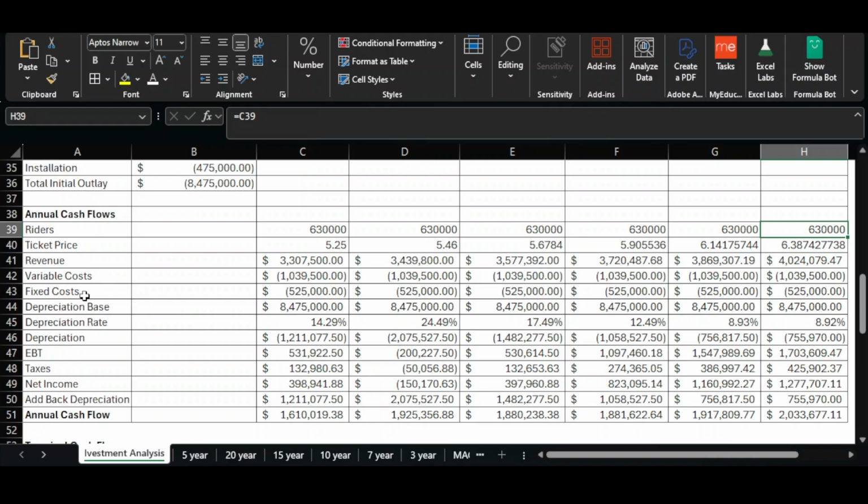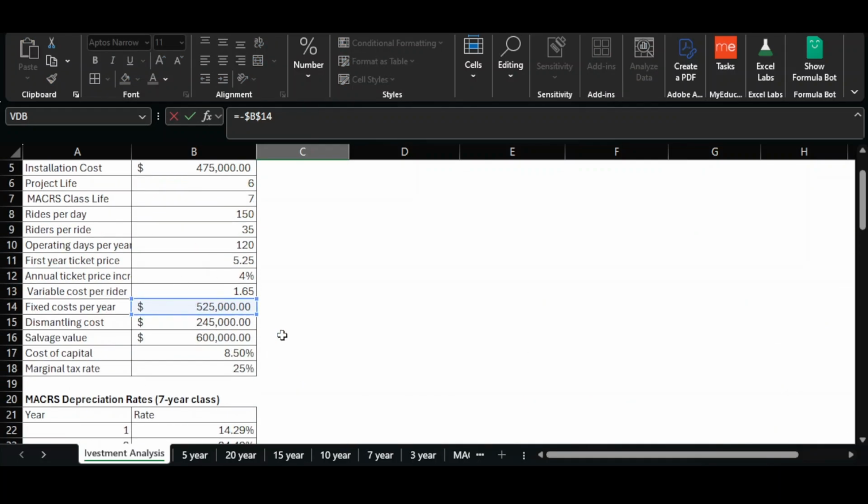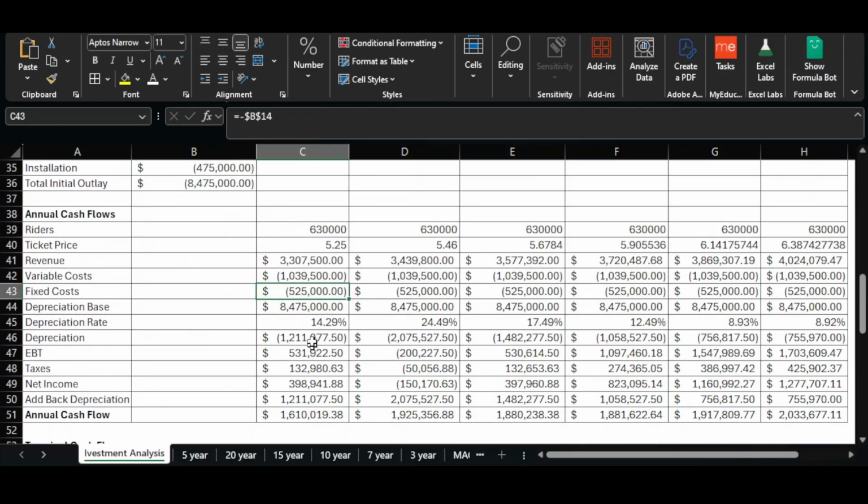And of course, moving on, we have fixed cost. The fixed cost is simply, again, constant. It's given per year, referring to the parameter up here, 525K. Okay, so it will be constant because that's how it is given in every year.